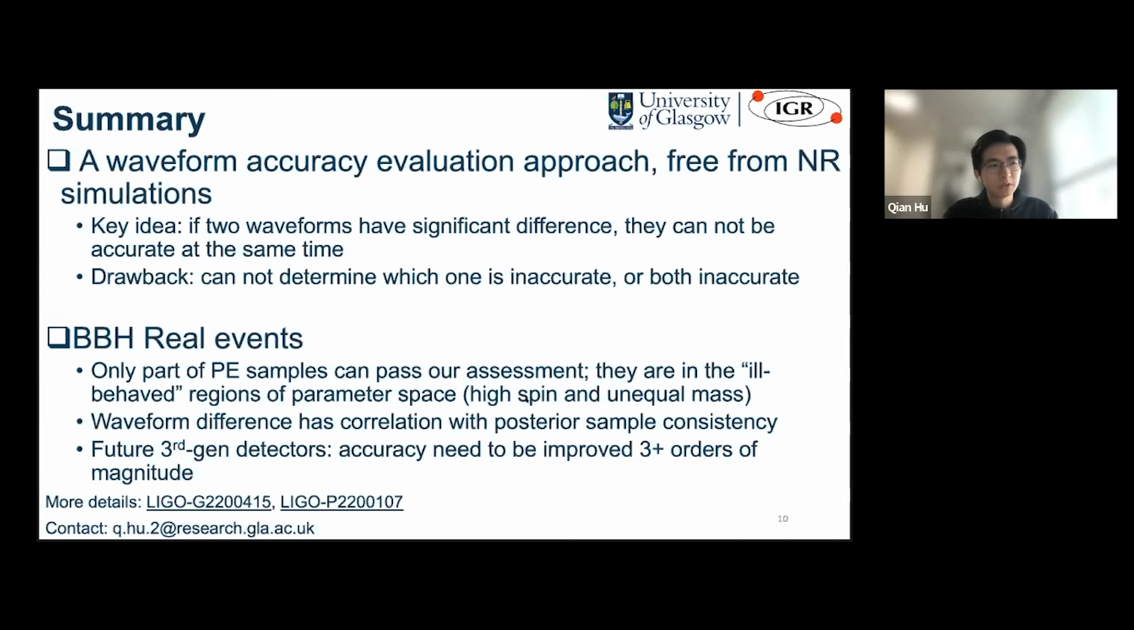Yeah, that's a reasonable thing to do. We may get some new information about the waveform models by comparing different pairs. So that is a possible thing to do. But the worst case is all the three models are making similar mistakes, so we cannot get any useful information. That is the worst case.